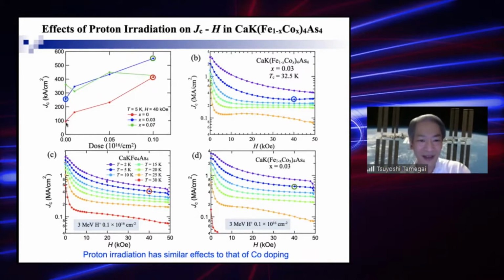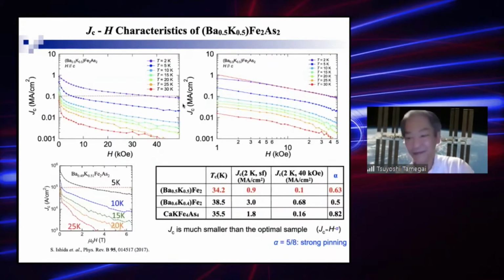Okay, and in the pristine sample, as a function of proton dose, Jc goes up, and by putting in cobalt, we have an increase of Jc, and also in that system by introducing protons, we also have a further increase of Jc. Yes. Okay, then now I want to compare here the properties of 122 with 50% potassium, because the carrier density number per iron for this one is the same as the one for phosphorus.